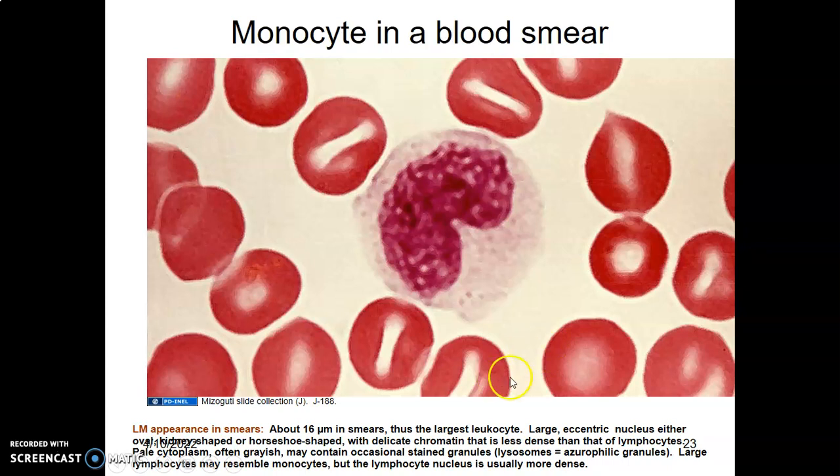Okay, so this is a monocyte. How do you know it? It's a large cell bigger than the red blood cell, and it has a large nucleus that is horseshoe shaped or kidney shaped. The cytoplasm, usually a monocyte is classified as an agranulocyte, but occasionally you may see some granules.